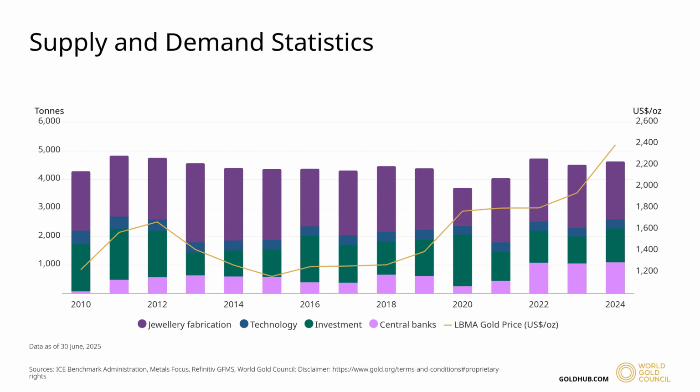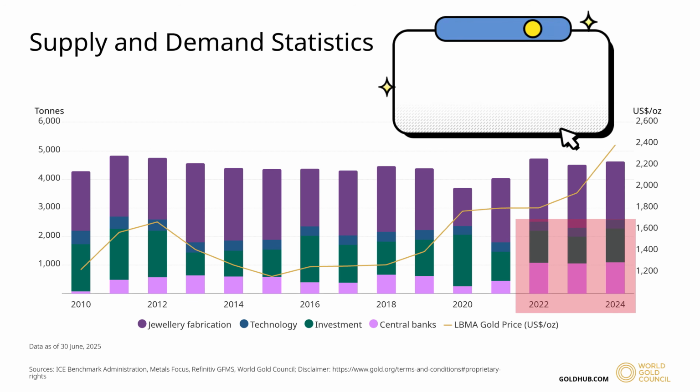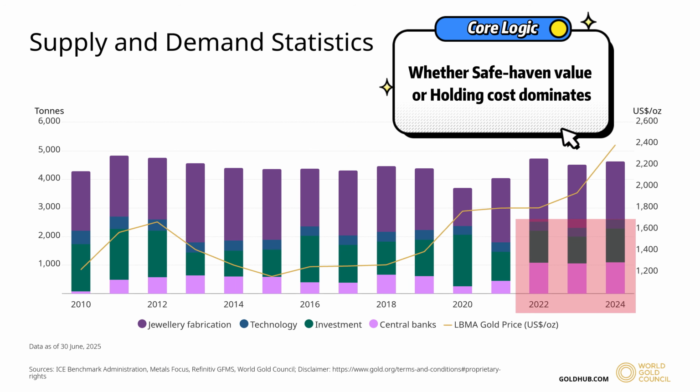Take the Russia-Ukraine conflict as an example. Even though U.S. interest rates were still high at the time, making gold expensive to hold, safe haven demand exploded. Central banks and investors bought heavily, pushing gold from about $2,000 per ounce to above $2,400. This shows that gold's pricing logic is not just about supply and demand curves, but about whether safe haven value or holding cost dominates. When safe haven value far exceeds holding cost, gold becomes the market's safe harbor.